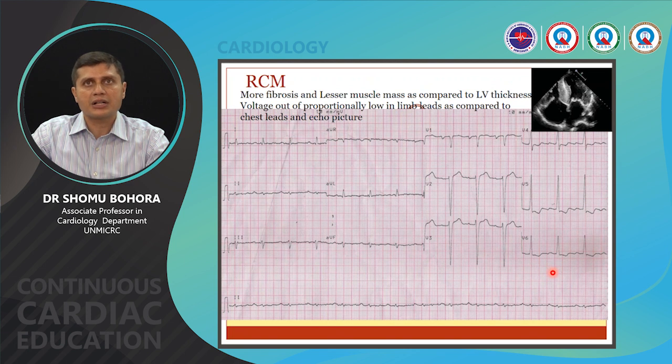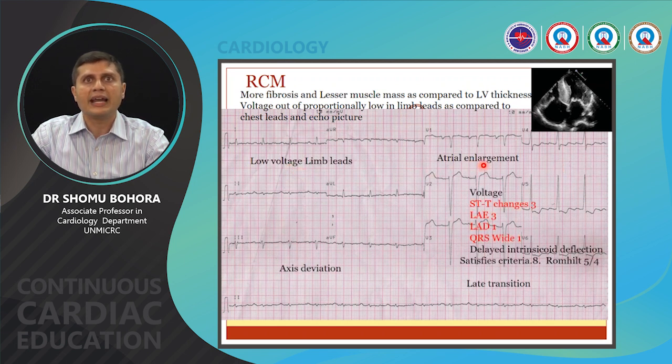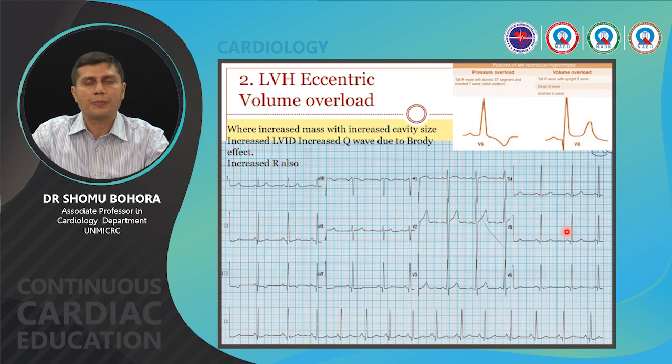Characteristics of a restrictive cardiomyopathy: as you can see in this echo, there is a significant hypertrophy. However, if you see, the voltage in the chest leads is higher as compared to the limb leads. So normal or low voltages in limb leads while preserved voltages in the chest leads is a significant indicator of restrictive cardiomyopathy, and it may suggest an amyloid type of cardiomyopathy also.